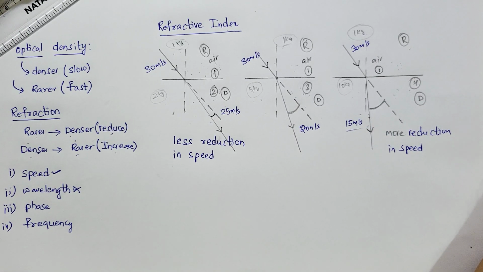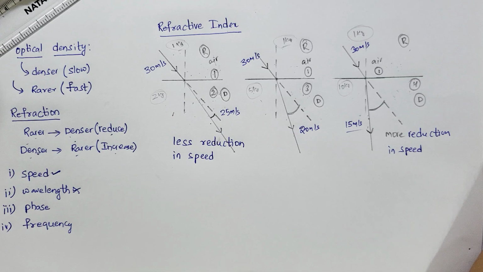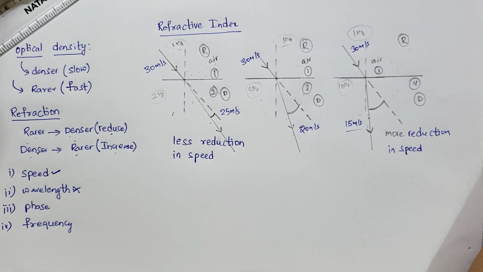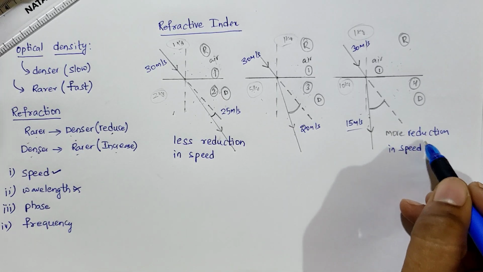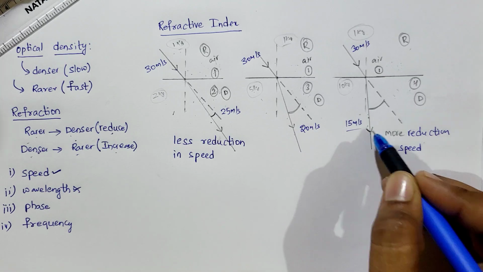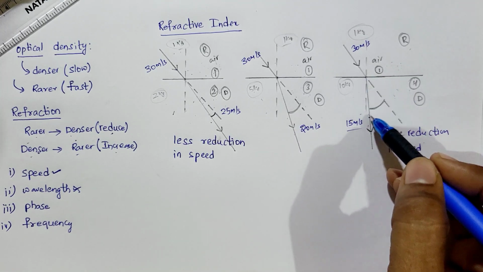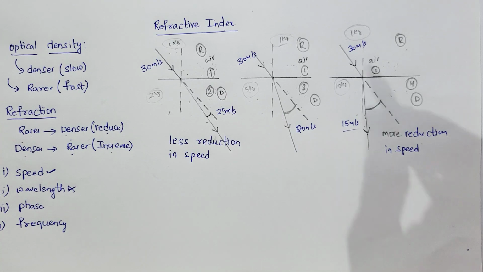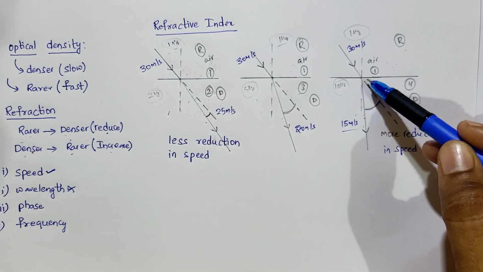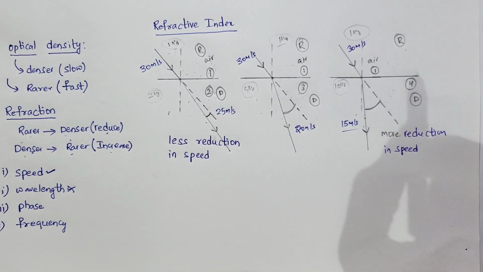How did I get these values? I did not get these values from anywhere. I am just explaining the amount of refraction happening here. The more the refraction, the more the reduction in speed, so the speed of light will decrease. When the speed of light decreased, then we can imagine that more refraction happened.